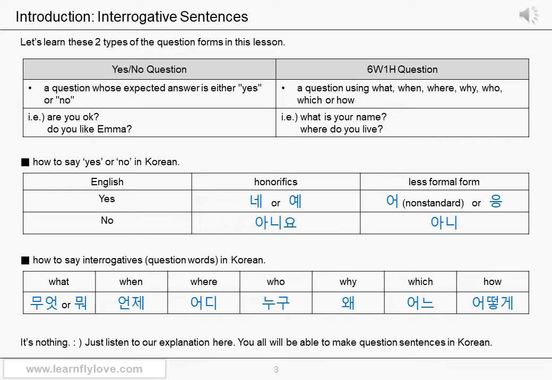Okay? Let's take a look at the interrogatives or interrogative pronouns, interrogative adjectives, whatever you call it, such as what, how, and so on. Just check out the sound of them here. We'll learn more specifically about each one of them very soon anyway. What, 무엇, or 뭐. 뭐 is shorter, so we assume that it will be preferred in real life conversation. When, 언제, where, 어디, who, 누구.